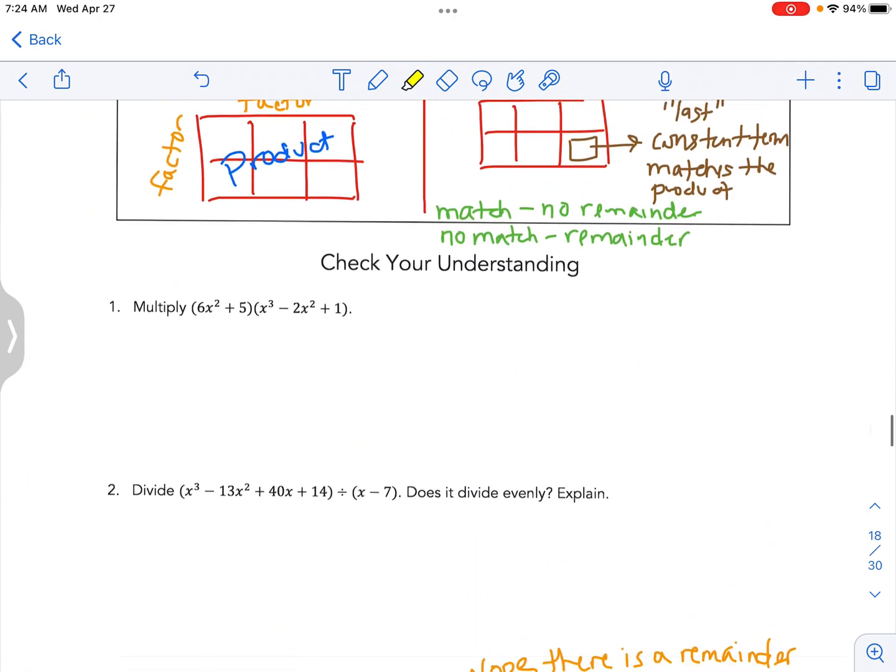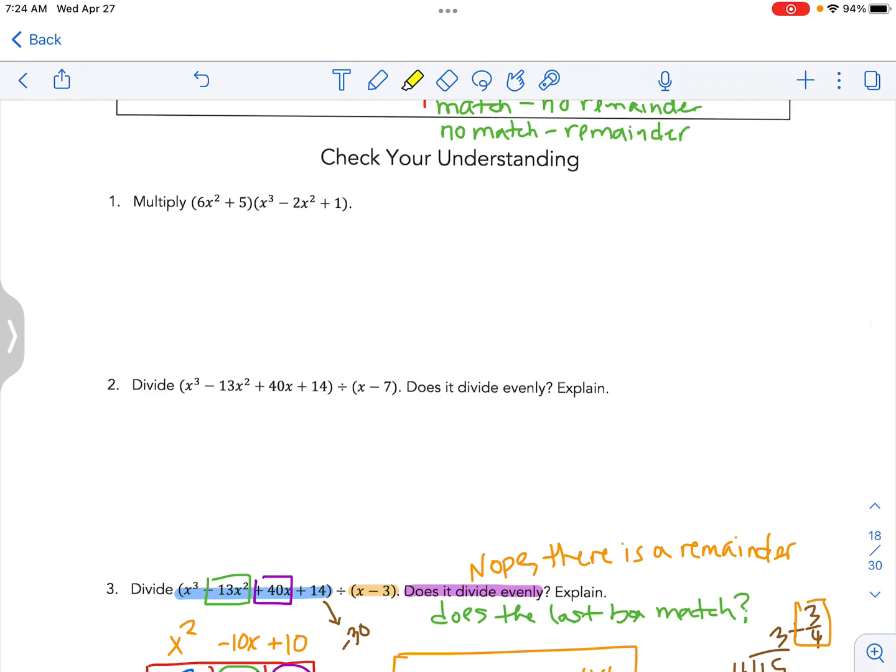So as you're working on this, if you want to work on the rest of the check your understanding, you can check your work on those in black.